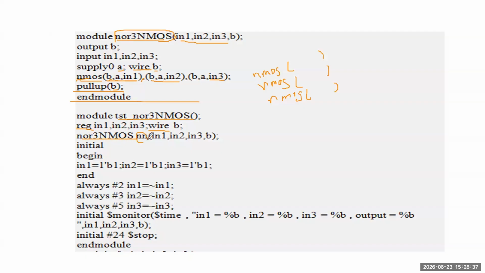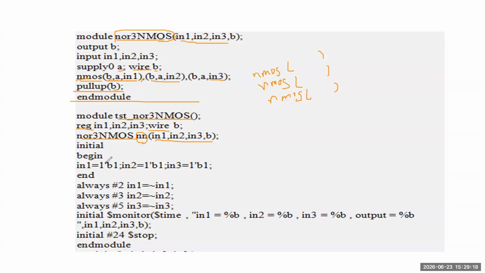And NN is the instance name of the test bench here. Whatever may be the inputs and outputs that we have specified, the same order we have to use in the test bench also. Means in1 in the test bench is port mapped with in1 in the design module, in2 is port mapped with in2, in3 is port mapped with in3, and B is port mapped with B. So we are connecting the test bench program inputs and outputs with respect to the inputs and outputs of the design program. We have to use the same order here.